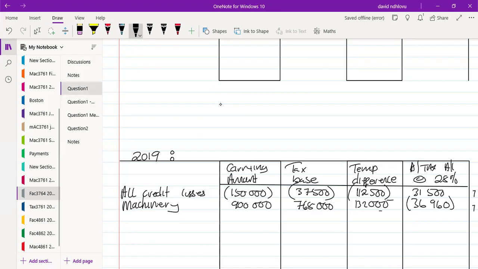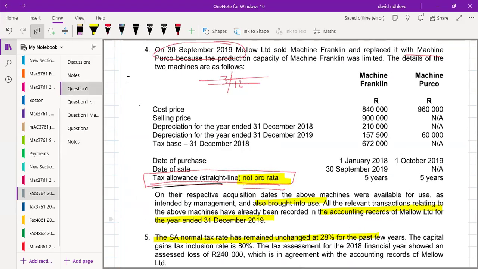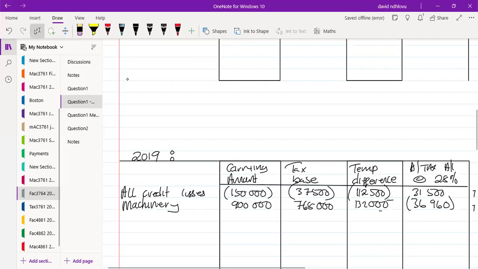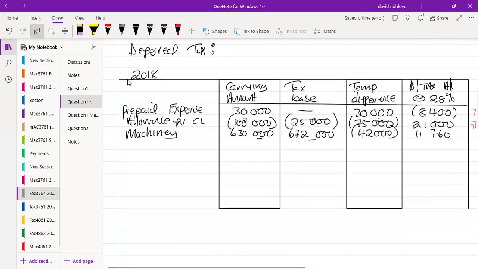Right, let me just check something. I want to see if really indeed we did not make a mistake here. Right, they were very clear. The tax base was given. It's 672. Then here we said 840 minus 210. That gave us 630. Everything is correct. Any question, good people, from the floor?